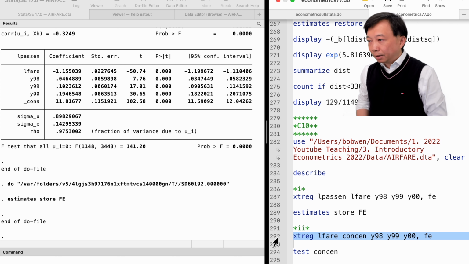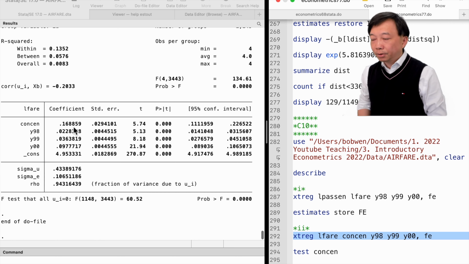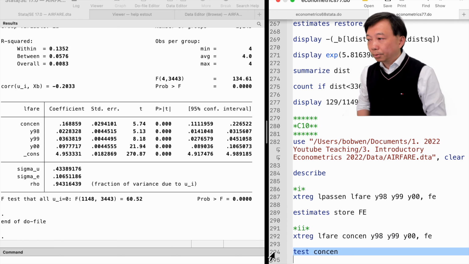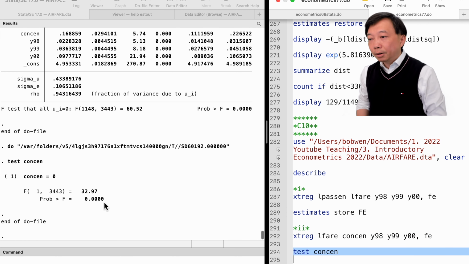The fixed effects estimate for the concentration is 0.17. It is statistically significant at the 1% level, and the F statistic for its significance is 33, high enough to ensure a strong correlation with the endogenous variable of log airfare. It satisfies the instrument relevance requirement and can be a valid IV candidate.